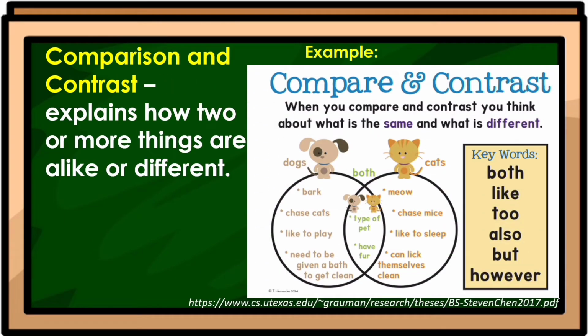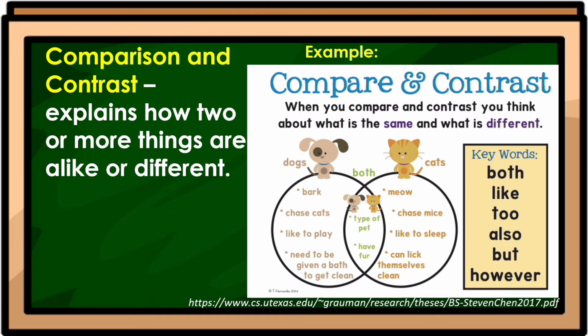So next element, comparison and contrast. Comparison and contrast explains how two or more things are alike or different. So, when we say comparison, it means to compare or to look for the similarities or the things that are the same. On the other hand, contrast is something to look for their differences. Okay, so let us take a look at this example. So we have a diagram here.